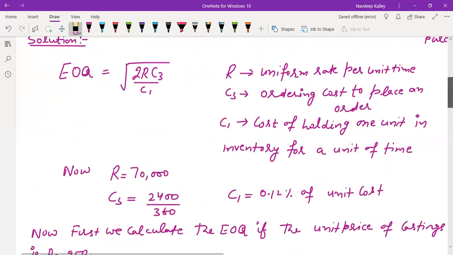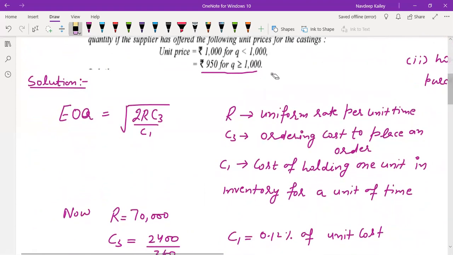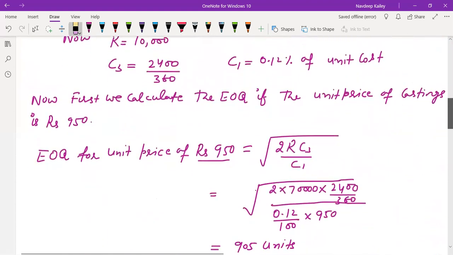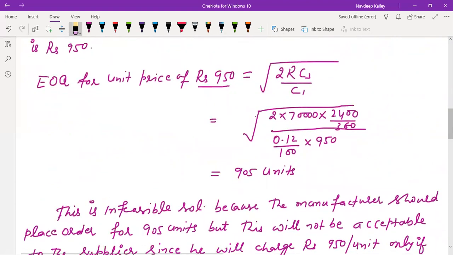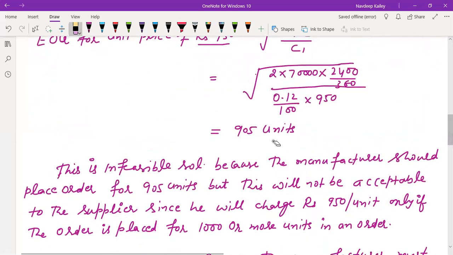What we have done, we first calculated the economic order quantity when the unit price is 950. When we calculate economic order quantity for unit price of 950, it comes to 905 units. But this is an infeasible solution. Why so? Because here the optimal order quantity must be greater than or equal to 1000. But in our case, the economic order quantity is 905 units. So this is an infeasible solution because the manufacturer should place order for 905 units, but this will not be acceptable to the supplier since he will charge rupees 950 per unit only if the order placed is for 1000 or more units in an order.